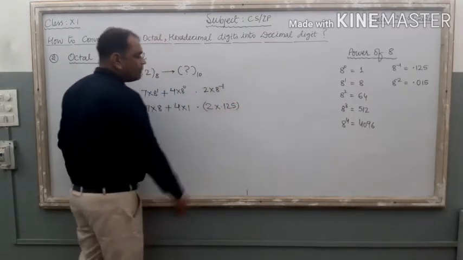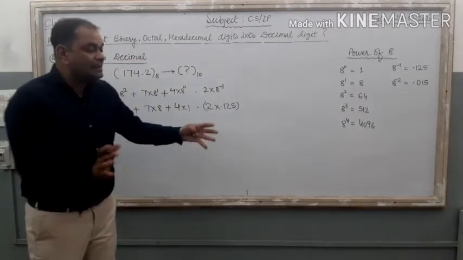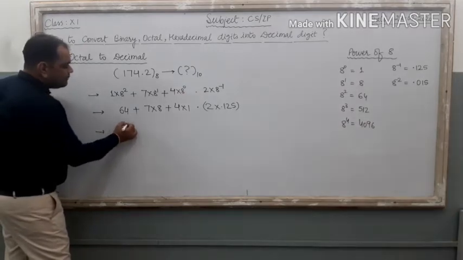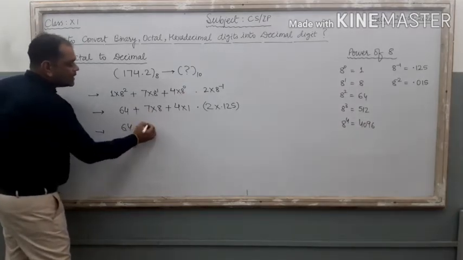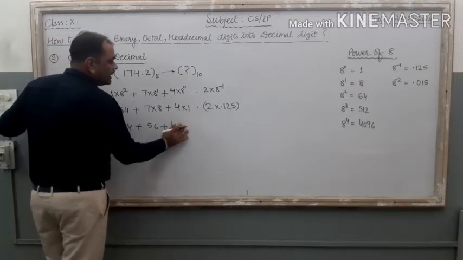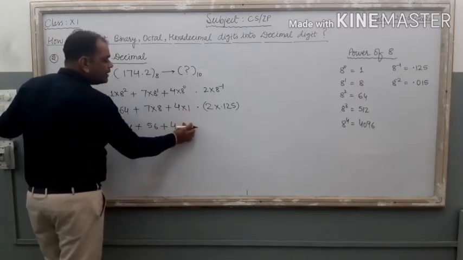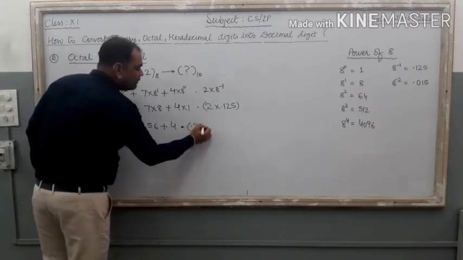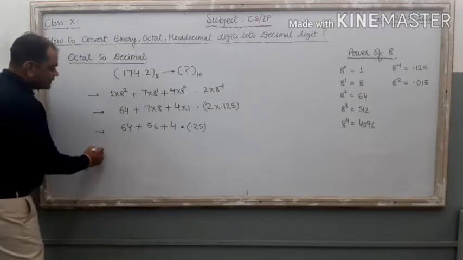Just put it inside a bracket. The fractional part we should put inside the bracket only. Now the third step: 64 plus 8 times 7, it is 56. Then plus 4 into 1, it is 4. Then the decimal part, 2 into 0.125, it is 0.25. Now just solve this equation.